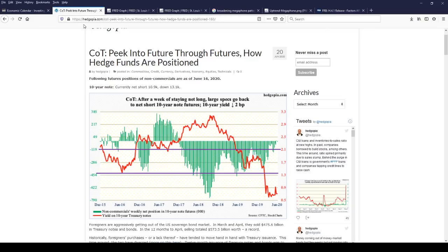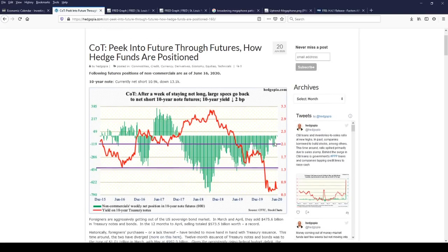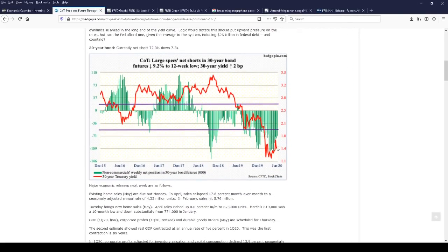All right, let's take a look at how hedge funds are managed in the futures market. I shouldn't say managed, how positioned in the futures market. And this is where they do their hedging. As far as the 10-year Treasury, they're pretty much neutral. Not long, not short. How about the 30-year long bond? Still very short. Now you might say, well, they're not as short as they were. Don't worry. This is still a fairly substantial short position.